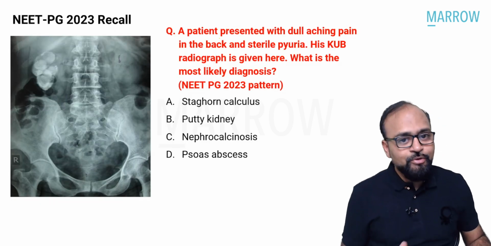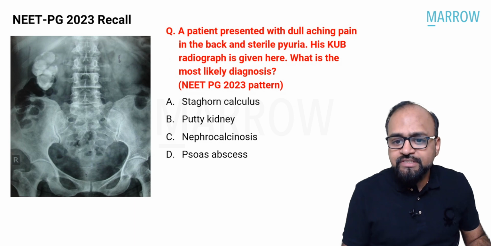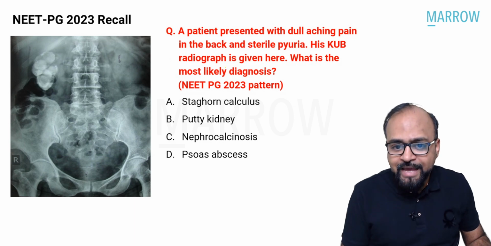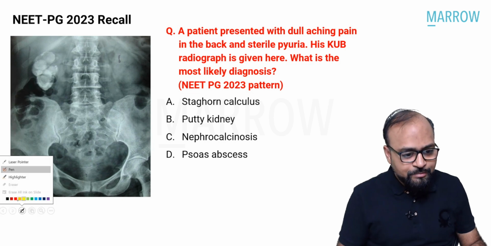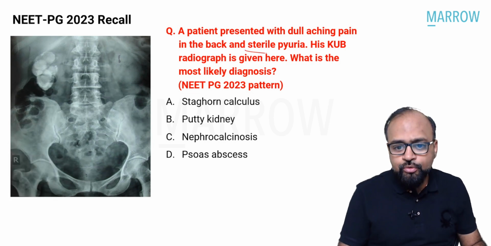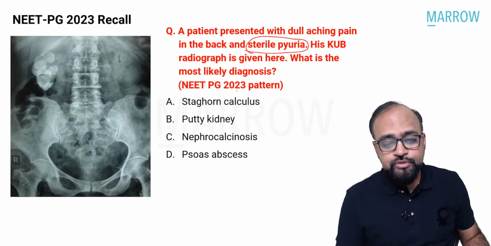Yes. Now look at this question. This was also a repeat. Basically, a patient presented with dull aching pain in the back and sterile pyuria. So this is a clue your examiner is giving you, right? This is a clincher of a diagnosis, that is sterile pyuria. His KUB radiograph is shown here. What is the most likely diagnosis?